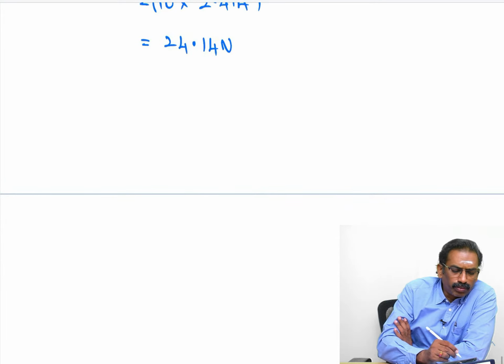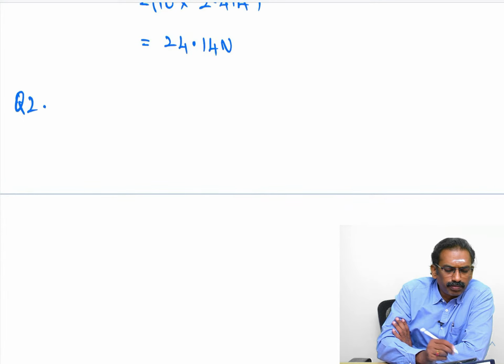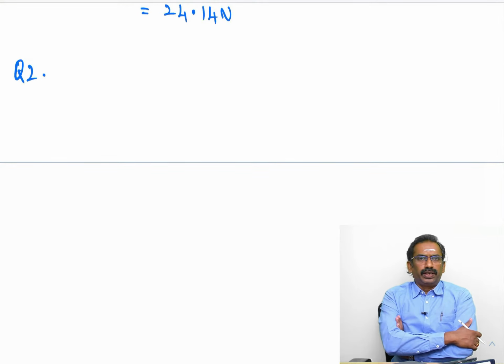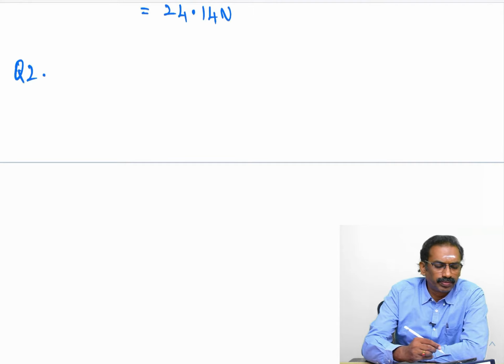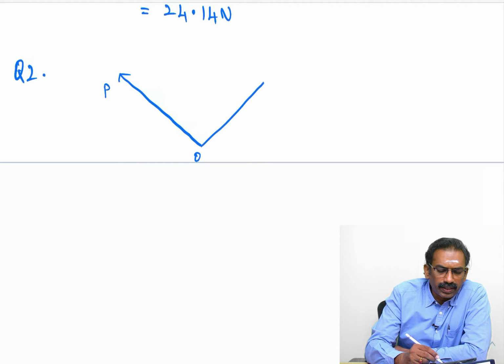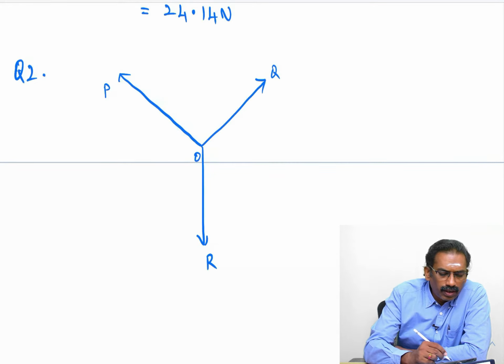Okay, based upon the above result, let us solve another problem. Second problem. 3 vectors of equal magnitude act at a point. Say OP vector, OQ vector, OR vector, all are 50 newtons.